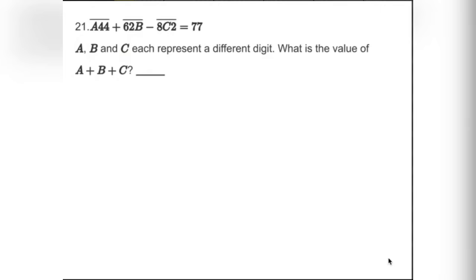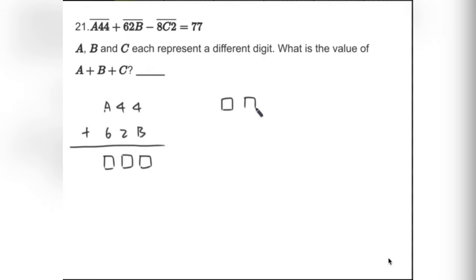As long as it is a number puzzle, we just turn it into the vertical form first. So let's write down A4 4 plus 6 2B equals box, box, box. We try to split it. And then we know that box, box, box minus 8C2 equals 7, 7, right? For this part, it should be easy. Now you see that we can find some digits that can be confirmed.